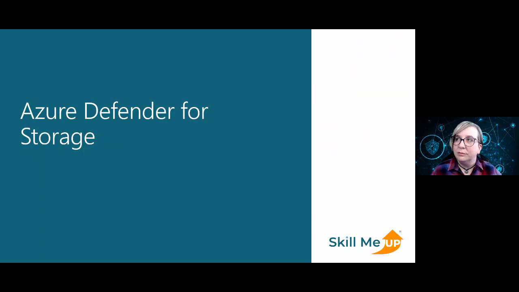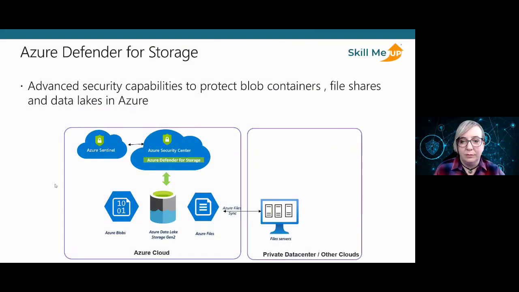And to continue on, obviously our databases are an integral part of our infrastructure and where we're storing data, but we also have storage environments. And Azure Defender also provides us with some capabilities around storage as well. There are advanced security capabilities that can help us protect our blob containers and our file shares. If you're familiar with storage within Azure, file shares are the SMB type shares that you can map drives to, just like you can with a file server in your on-premises environment. And Azure Files obviously potentially have sensitive information depending on who's utilizing those. So how do we protect those?